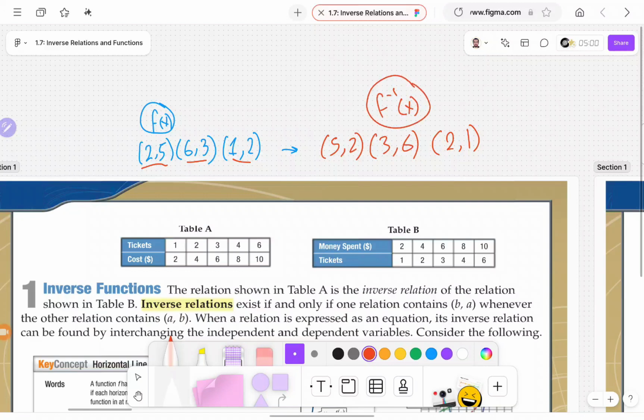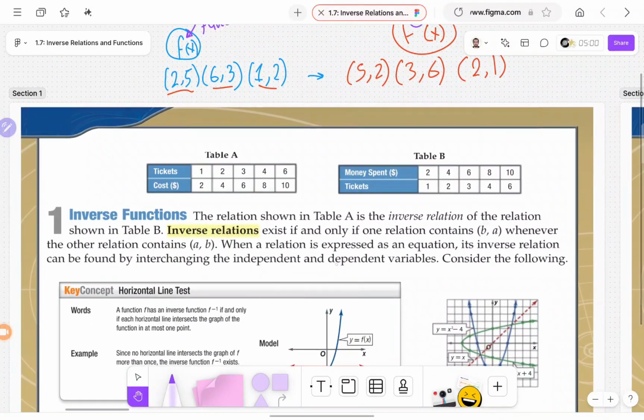And what's the difference between function and inverse of function? It's only the power of -1. As you can see, the f of x is this one called function. Now what is the inverse of the function? We just write f to the power of -1, so we call this one inverse function. So this is the function and the inverse of function in general.